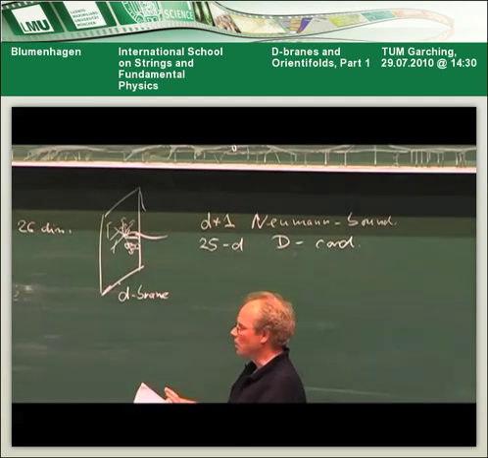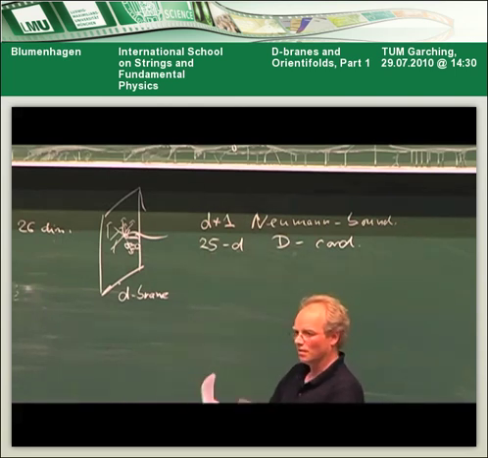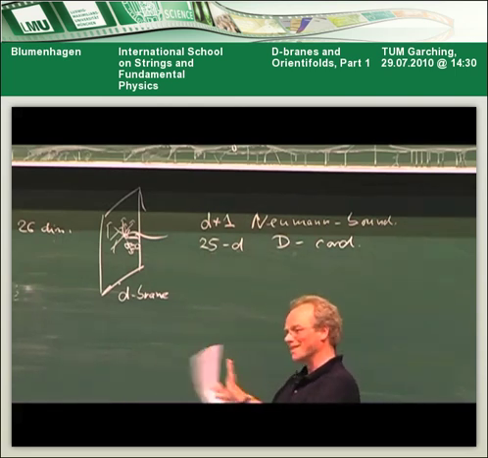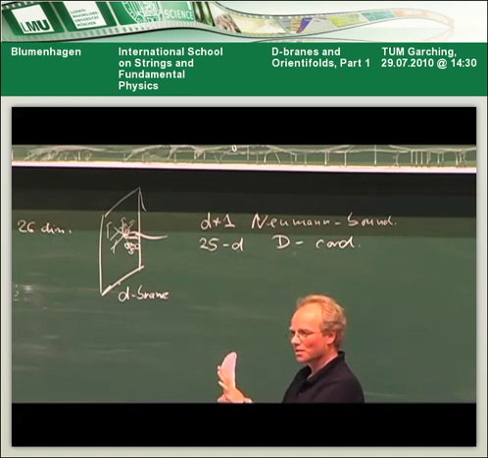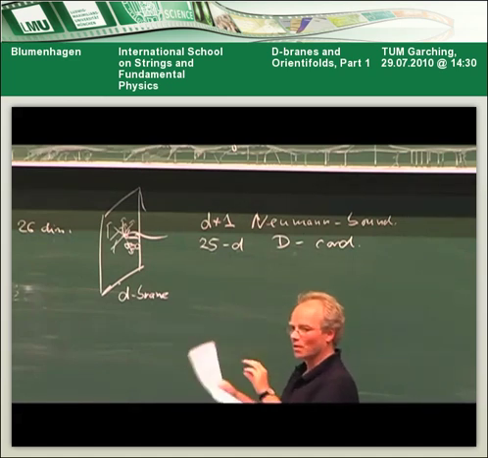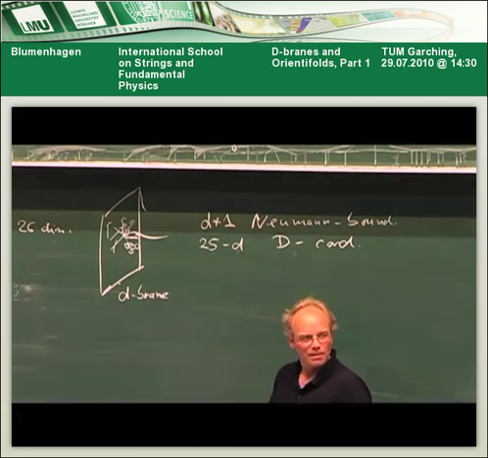What this open string theory tells us is, so to say, it quantizes the possible movements of this D-brane. In other words, the fluctuation spectrum of this D-brane is what we compute with the open string theory. Yeah?